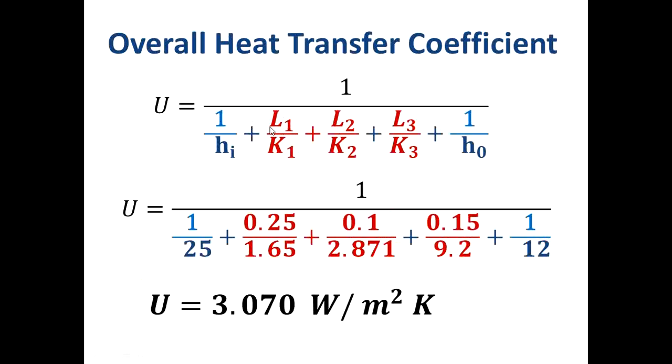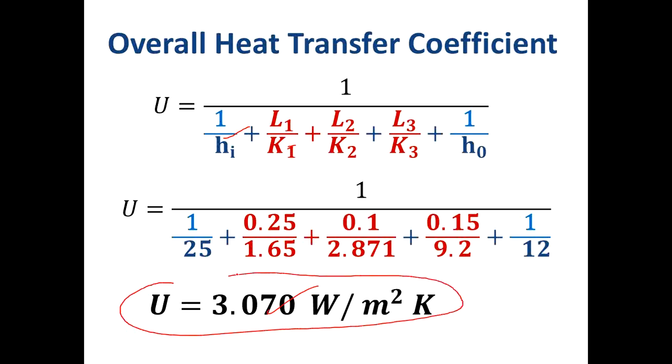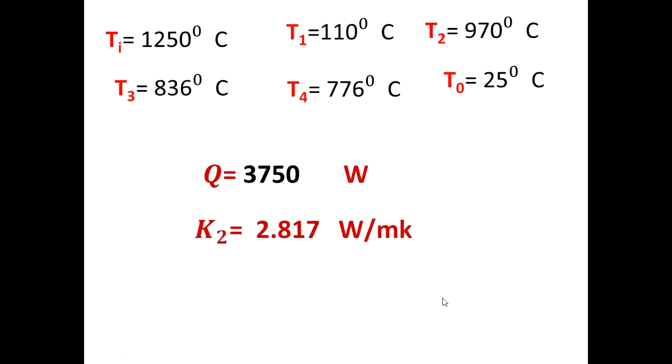Overall heat transfer coefficient, I already told the formula. According to that you have to find the overall heat transfer coefficient, which is equal to 3.07 watt per meter square Kelvin. Q you have to find. Thermal conductivity you have to find. Please note at the end the overall heat transfer coefficient has these values.